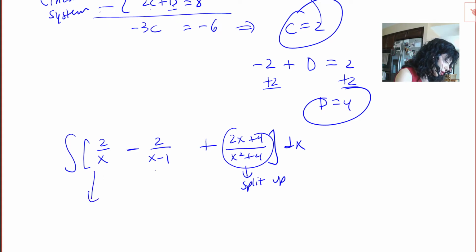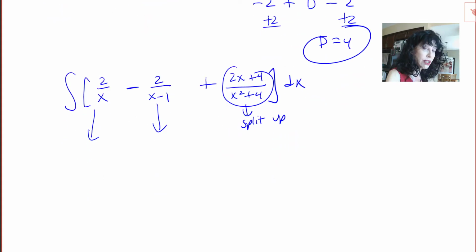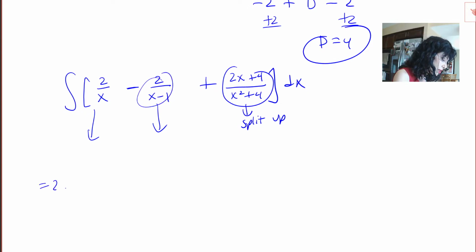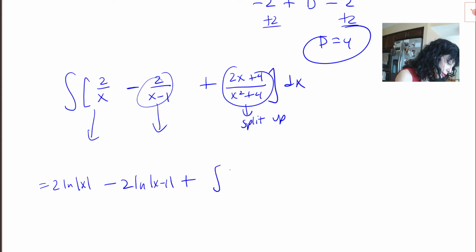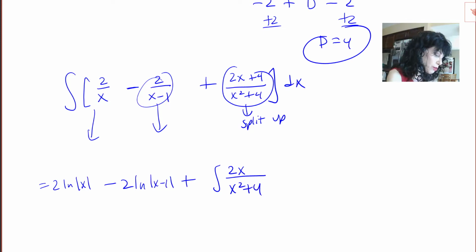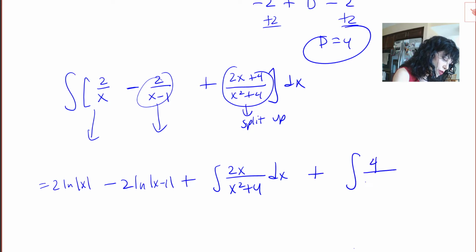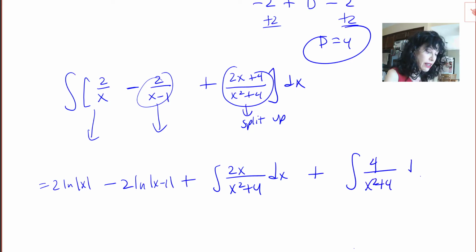So the first 2 terms you're just going to easily integrate with the log rule, and the second term needs u sub. But this one, first term is simply 2 ln absolute value of x. Second term minus 2 ln absolute value of x minus 1, plus you're going to have to integrate, and I'm splitting this up into 2 separate integration problems, 2x over x squared plus 4 dx, plus the other term 4 over x squared plus 4 dx. 2 completely different strategies.